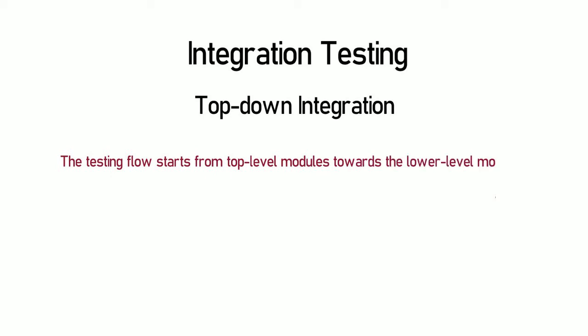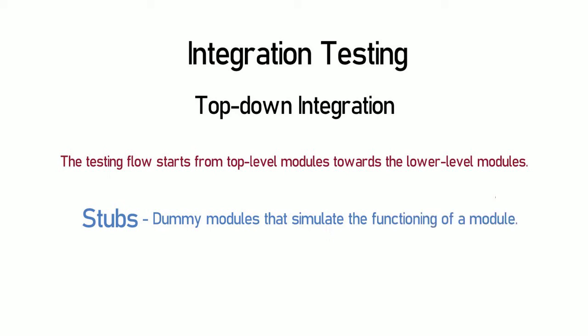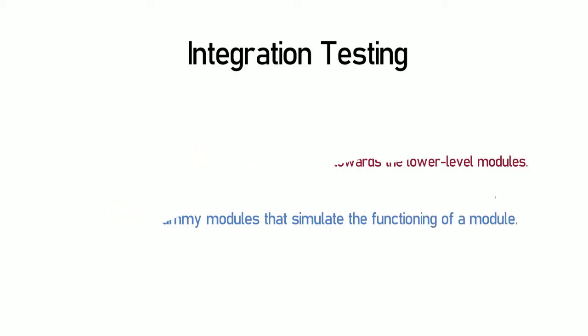In the case of top-down integration testing, the testing flow starts from top-level modules that are higher in the hierarchy towards the lower-level modules. As there is a possibility that the lower-level modules might not have been developed while beginning with the top-level modules, in those cases, stubs are used, which are nothing but dummy modules or functions that simulate the functioning of a module by providing an acceptable result.